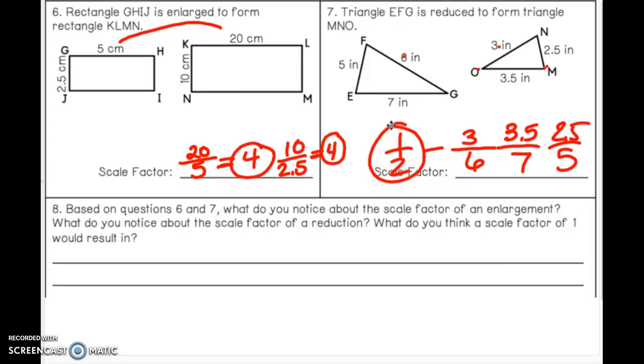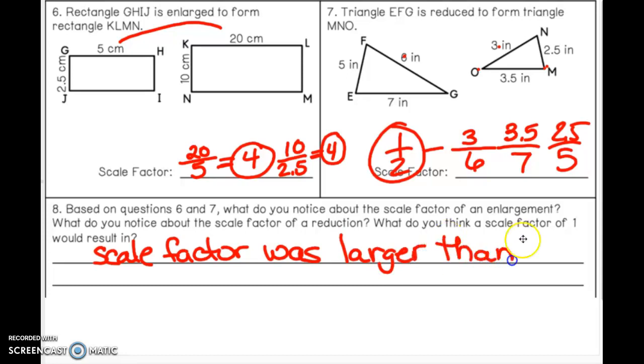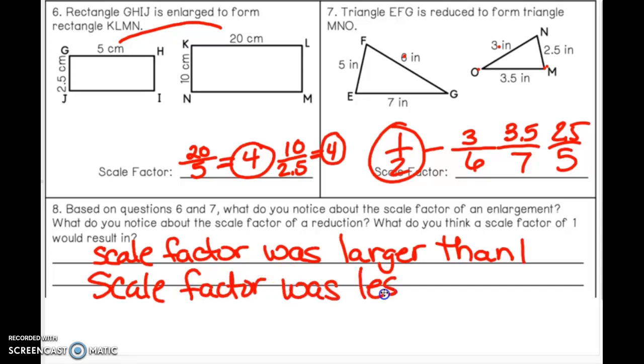So, based on questions 6 and 7, what do you notice about the scale factor of an enlargement? If we're going from smaller to bigger, the scale factor was larger than 1. And when we go from bigger to smaller, we know that the scale factor was less than 1.